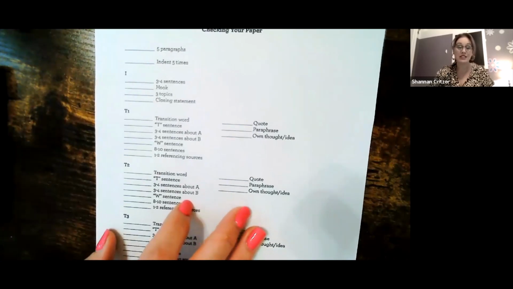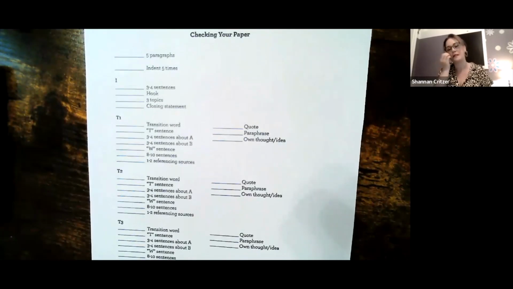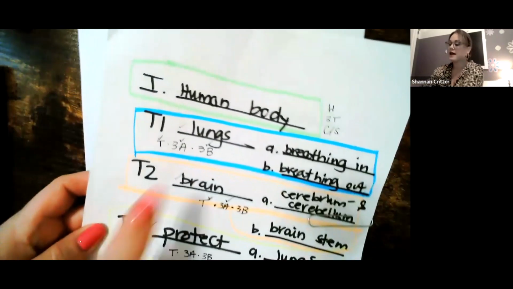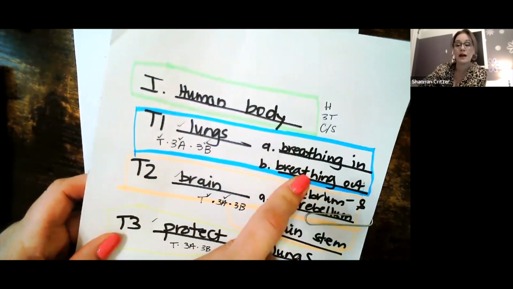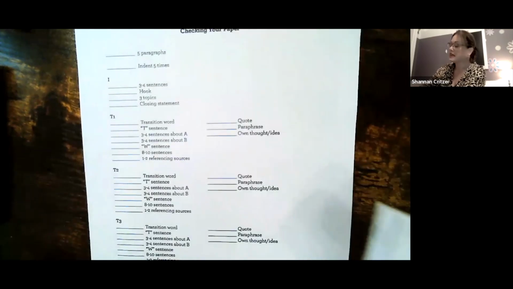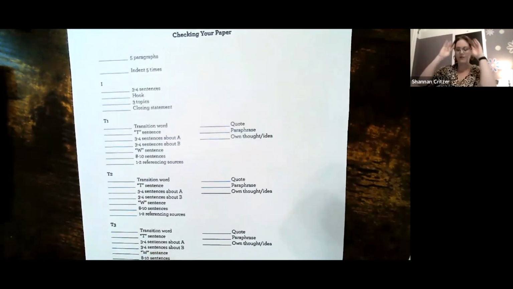Today, I have one of my most favorite sheets in all of the curriculum. This is called our checklist. This is checking our paper to make sure that we have all of those things that we just went over. So remember on our outline, that's our roadmap. Whenever I got scared that I had forgotten something, I look back and I say, okay, in T1B, I'm writing about breathing out. So I'm going to keep that just over to the side off camera if you want to do that on your desk.